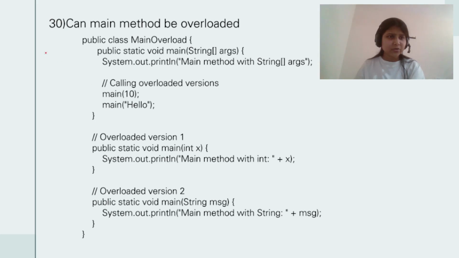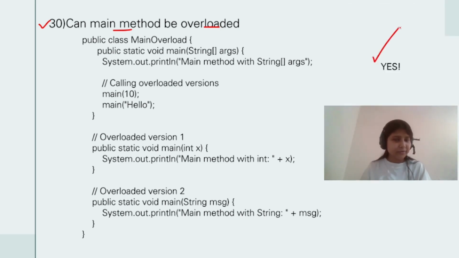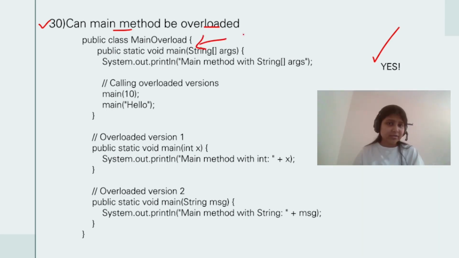So now moving on to our next question. Can the main method be overloaded? This is quite a common question, and the answer is yes, we can overload it, but the JVM will still start the execution from this main method only, because it looks for this particular signature. But yes, we can overload our main method also.